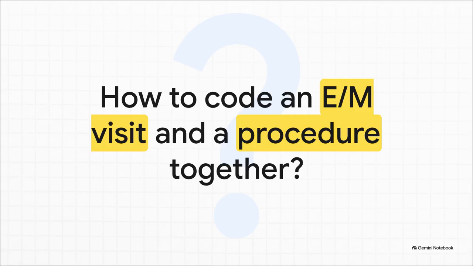Let's challenge ourselves with a practical scenario. A patient visits for a scheduled hypertension follow-up. While they're there, the provider also evaluates and performs a wart removal, which is CPT 11055. Think about it for a second. How do we code this to ensure we get paid for both the chronic disease management and the procedure?